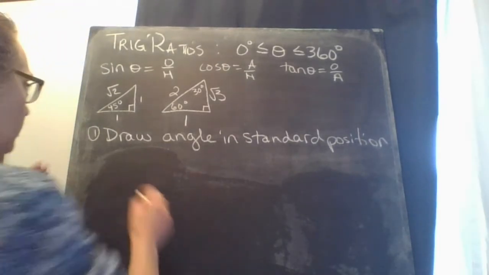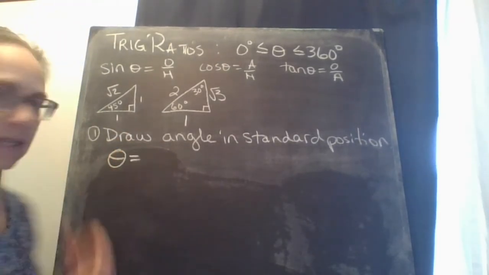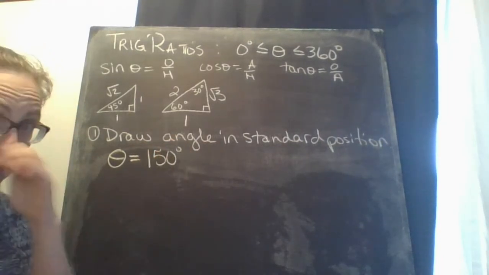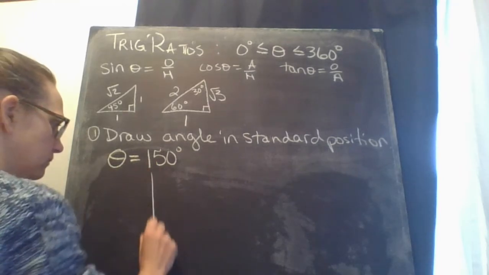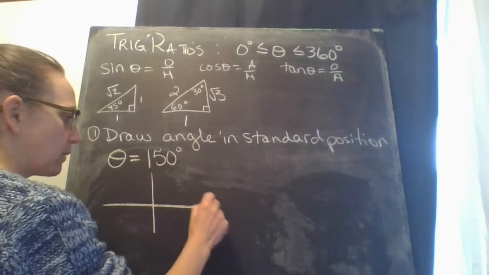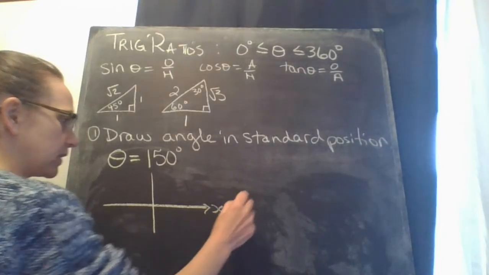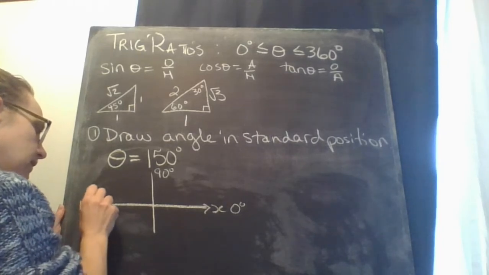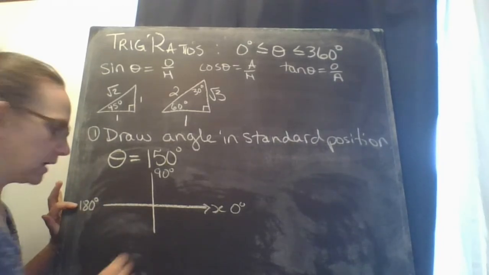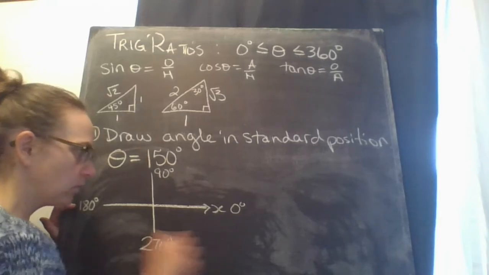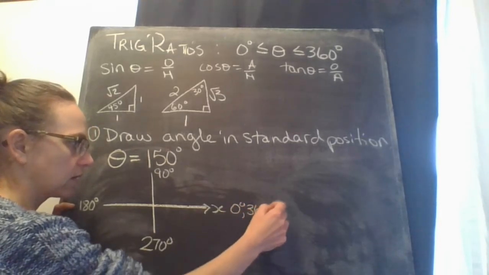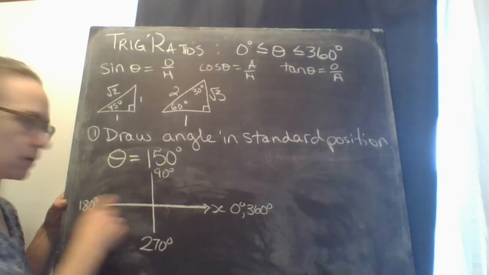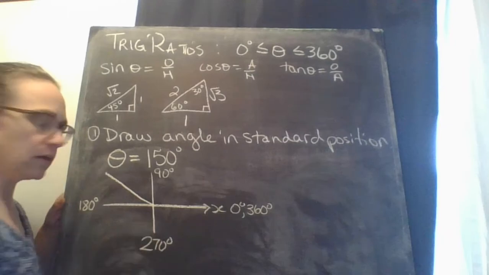Okay, so let's do the same example, only this time, let's have our angle equal to 150 degrees. So again, we want to draw it. So remember, our x-axis is our 0 degrees, right? Y-axis is 90 degrees. Negative x-axis over here is 180. Down to the bottom is 270. Bring it back to the start, that's 360. Okay? So 150 is going to land somewhere between 90 and 180. So let's just draw it here.